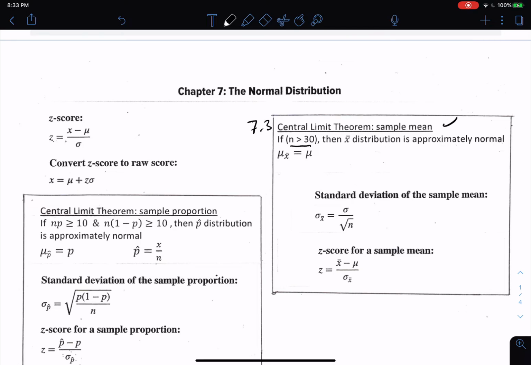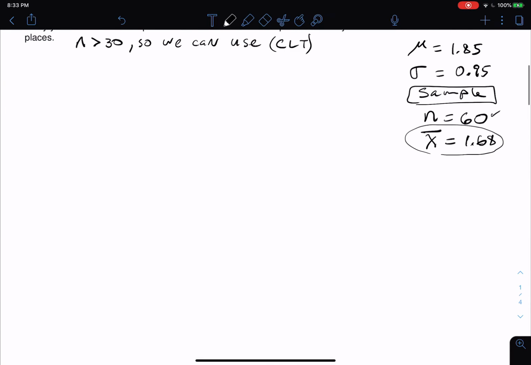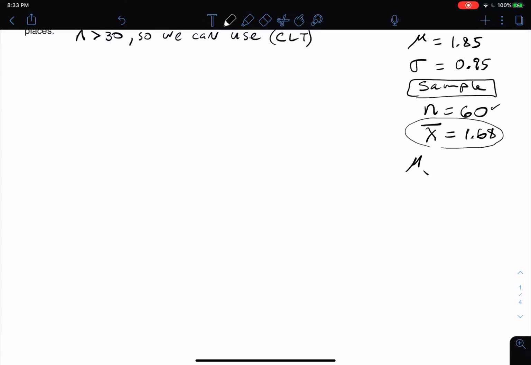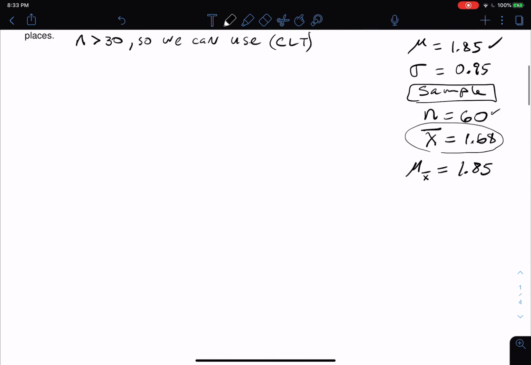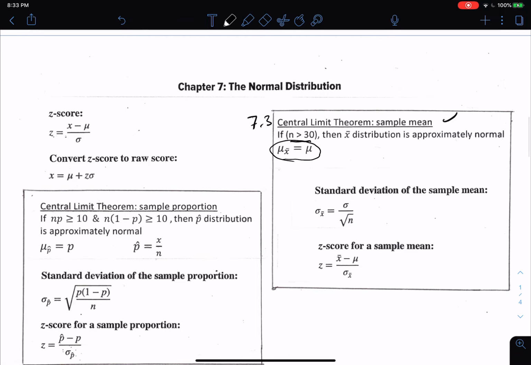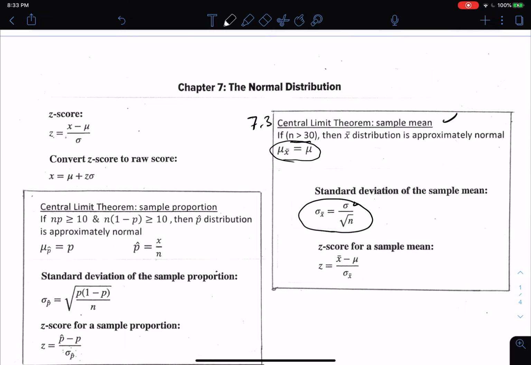Our sample size is bigger than 30, so we can use the fact that the mean of our sample means is going to be equal to the population mean. That's nice because I can now write that down. The mean of my sample means is the same thing as my population mean, so that is 1.85. Got that. What else do we know? By looking at that formula, the standard deviation of the sample means is just the standard deviation of the population over the square root of the sample size.